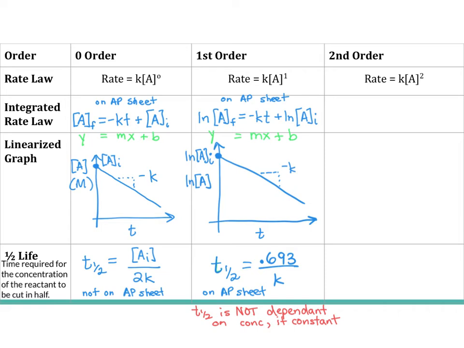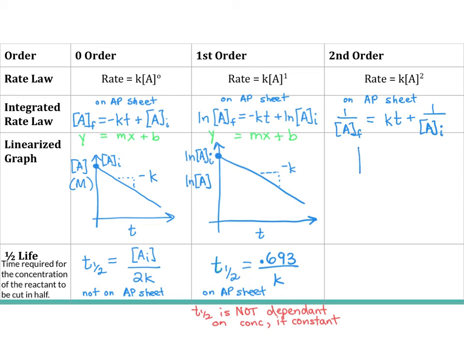The third order of reaction that you need to know about is second order. So this one, it is again on the AP sheet, but you need to be able to recognize it. The integrated rate law is 1 over the concentration of the reactant at the end is equal to positive kt plus 1 over the concentration of the reactant at the beginning of the reaction.